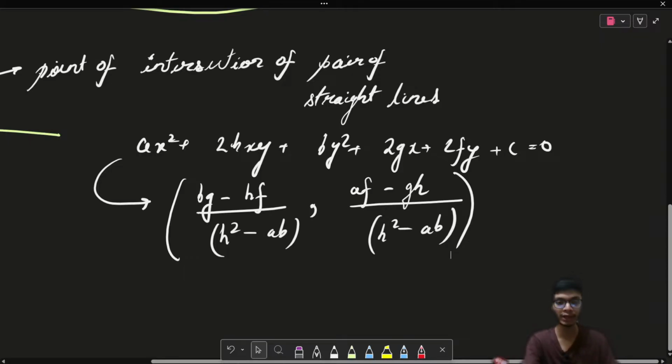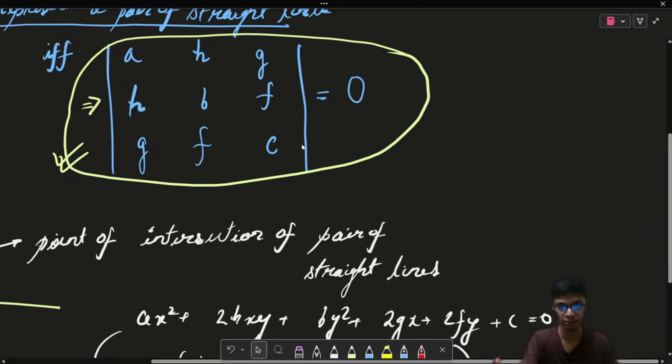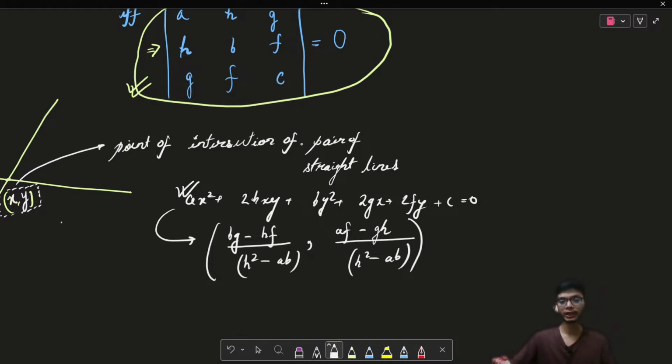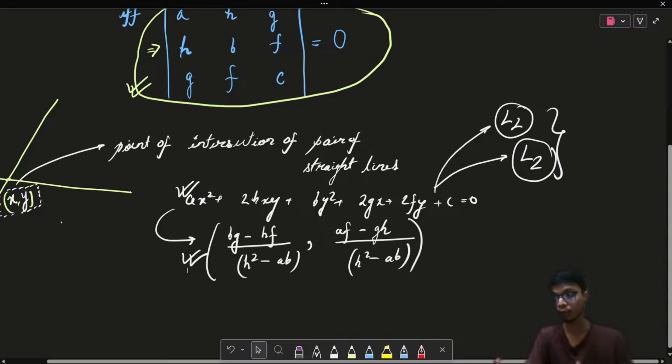Once this particular determinant condition is verified, you can try to reduce this equation into two linear factors, right? If you get two linear factors, that will be the equation of straight line 1 and the equation of straight line 2. By solving for the point of intersection of straight lines 1 and 2, you can easily obtain this point of intersection, right?